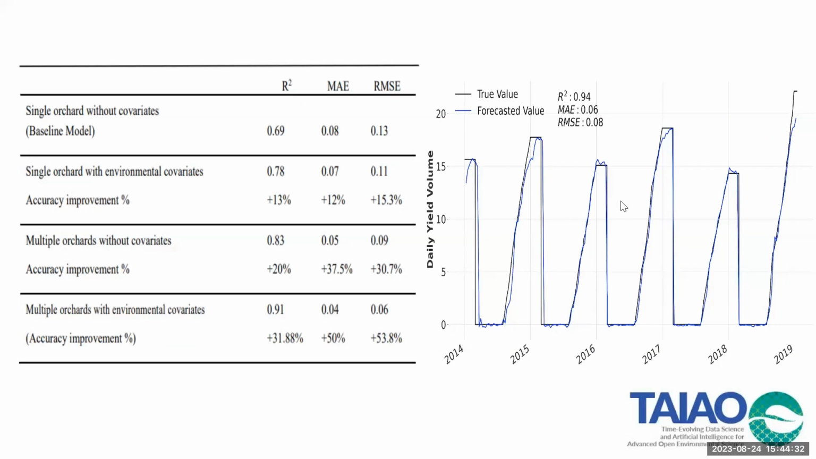Now, if you see the accuracy, the first model, which I'm picking as a base model, has an accuracy of 0.69. When I'm adding environmental covariates into that, the accuracy improves to 0.78. When it goes to a multiple time series model, it becomes 0.83. And when I added environmental factors into that model, the forecasting improved to 0.9. On the right side, you can see an image. It is the forecast of a complete orchard using the 4th model, where I'm getting an accuracy of 0.94.